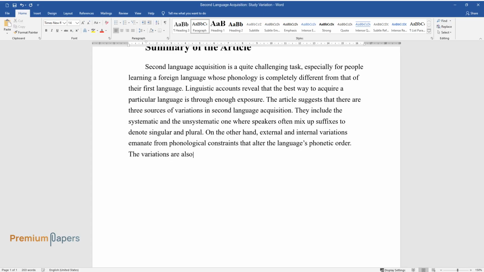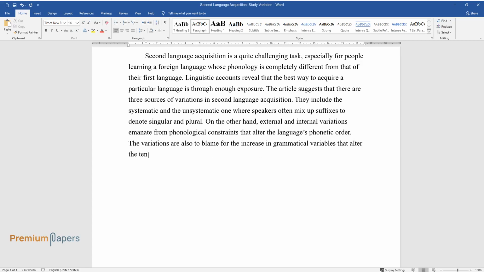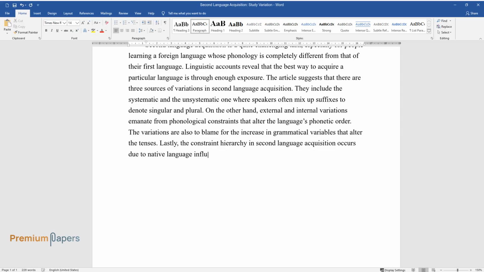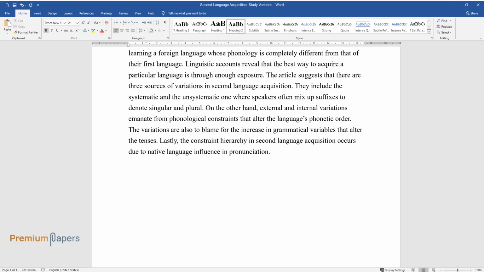The variations are also to blame for the increase in grammatical variables that alter the tenses. Lastly, the constraint hierarchy in second language acquisition occurs due to native language influence in pronunciation.